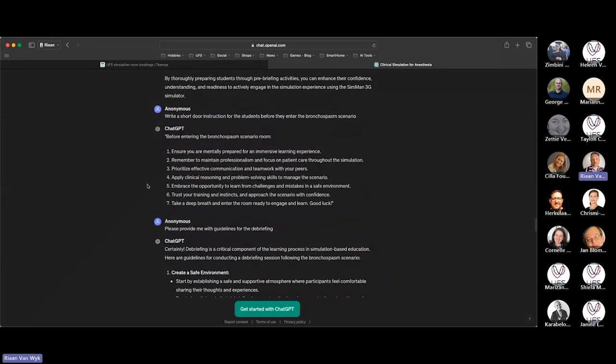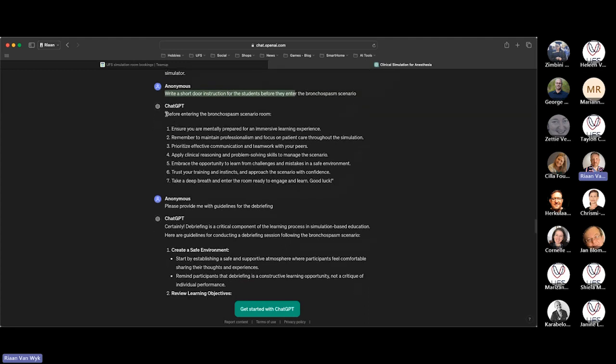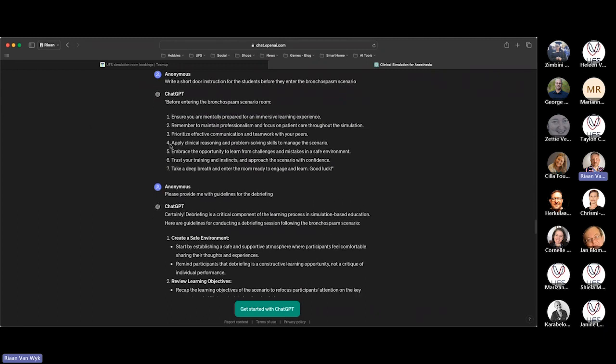So following up on that, we also want to give the students a little door instruction, just before they enter the room, a brief summary of what to expect and so on. So now I asked ChatGPT to write the door instructions for the students, and this is a very generic door instruction. So ensure you're mentally prepared for an immersive learning experience, etc. And I mean, this is not really the type of door instructions that we give our students, but I'll think about the door instructions and I'll ask ChatGPT maybe later to give that to me.